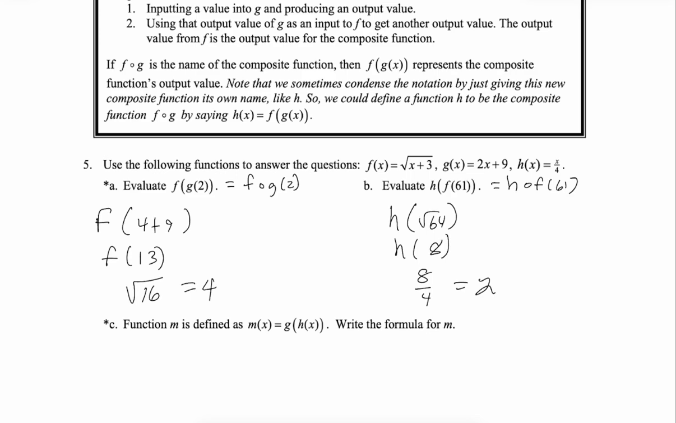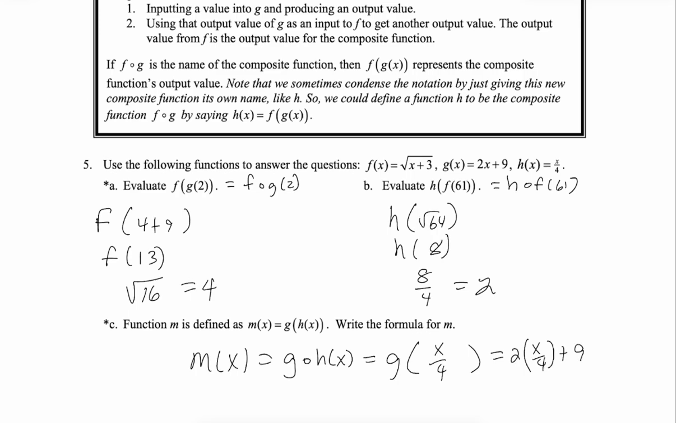Now, C is just saying, give us a general formula for M if we input the H function into G. So let's take our G function. Let's write down what H is. H is x over 4. So that's the input that we are going to use into our G function. Where the x is sitting, take out x, put in x over 4. So that's just 2 times x over 4 plus 9.